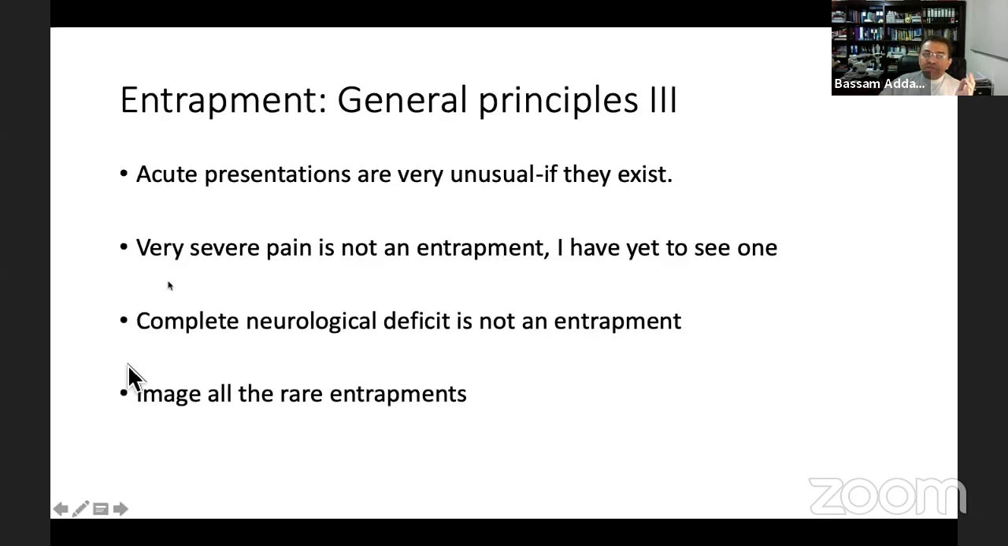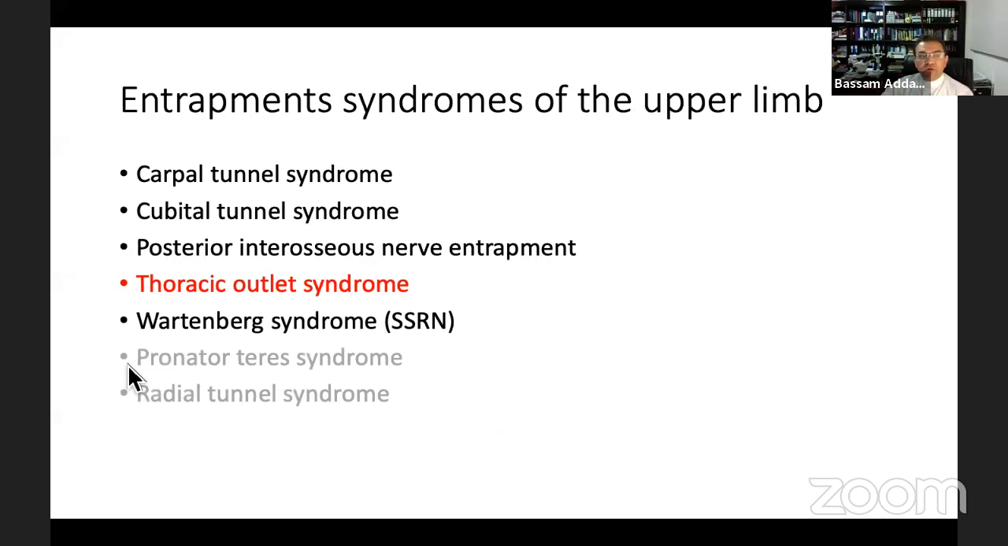Another thing is that very severe pain is usually not a picture of an entrapment, and you have also to look for another cause. Usually those patients present with incomplete motor deficit, and the presence of complete deficit again should deter you from the diagnosis of entrapment, and you should find another cause. And I advise you, and I personally image all the rare entrapments that we will talk about.